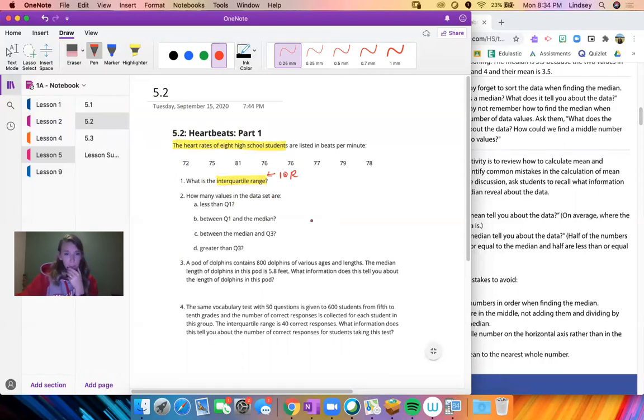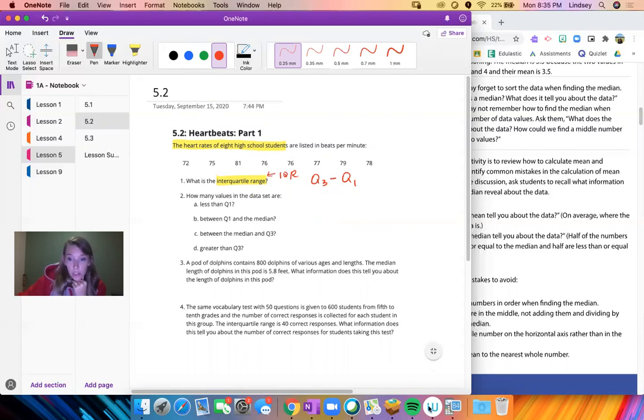Okay, so in order to find the IQR, you actually have to take your Q3 and subtract your Q1. Okay, so we know a really quick and easy way to get those two values, right?